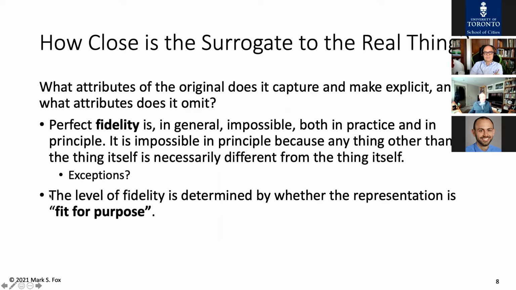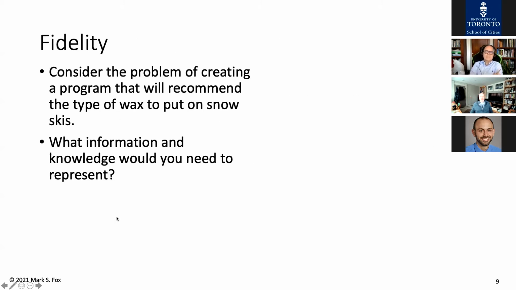So the level of fidelity of the representation is really what we're interested in. What level of fidelity do we need? That is, how perfect a surrogate do we need in our representation? And that is determined by whether that level of fidelity that we have is fit for purpose. And so what do I mean by fit for purpose? Let's consider the following example.